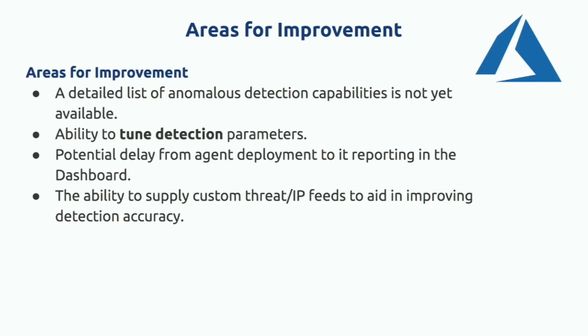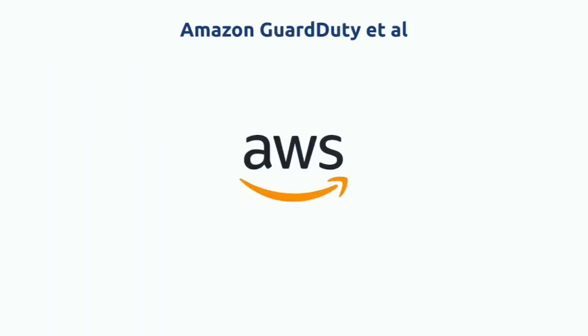And one thing I noticed is that there is a potential delay from the agent being deployed to coming back into the dashboard. So if your workloads are really bursty and they come and go in 20, 30 minutes, it might not actually register events coming back in that time. And something that AWS does that I didn't see a way to do here was adding custom threat IP feeds. So if you have known block lists or known good lists to help their detection capabilities.